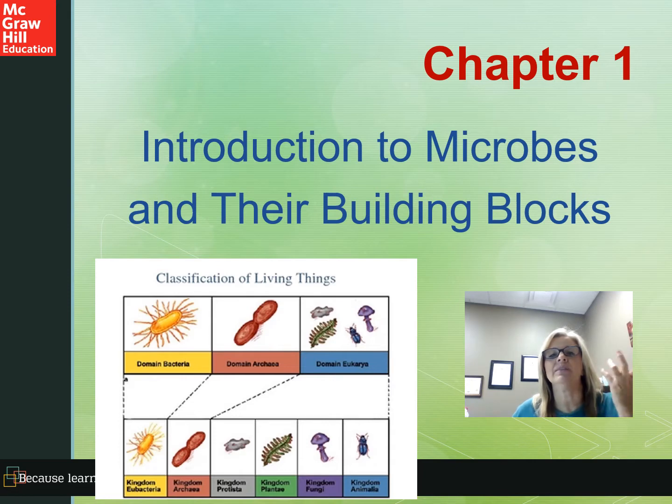Microbiology deals with living things, and a few non-living things, that are too small to be seen with the naked eye, hence the word micro. We're going to look at several different types or categories of microorganisms. These can be cellular or non-cellular, in other words, acellular.